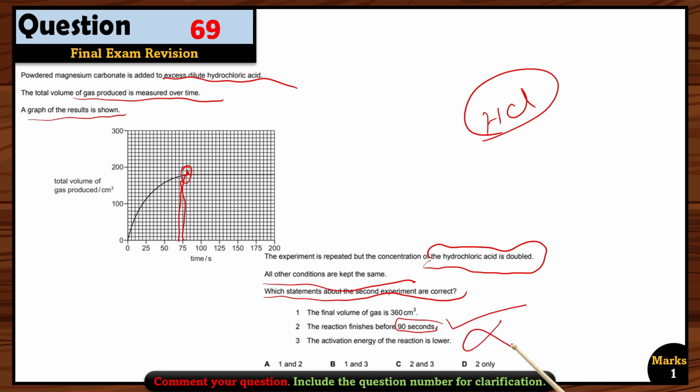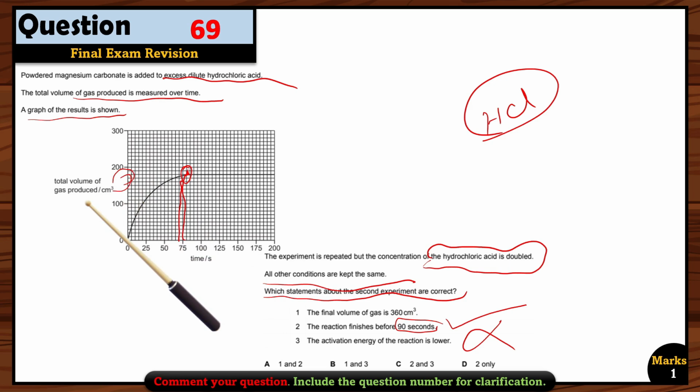That is wrong, because concentration has nothing to do with the activation energy. Only a catalyst is responsible for lowering the activation energy of the reactant. So I hope these 2 points are clear. Now let's see the first option. The final volume of a gas is 360. How much is the total volume of gas we have over here? We have maybe less than 200, right?